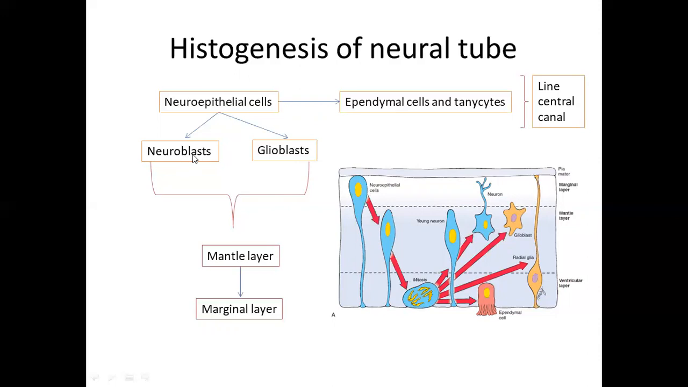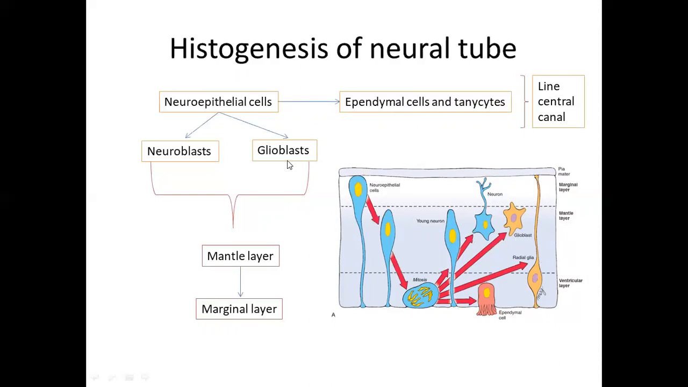Now the neuroblast will give a variety of cells. Some of them will transform into the ependymal cells, which will stay there lining the neural tube, and they will form the ependymal cells and the tanycytes. These will line the central canal in the spinal cord and the ventricles in case of the brain. Then these neuroblasts will also further divide and form the neurons. They will accumulate in the second layer, which is the mantle layer.